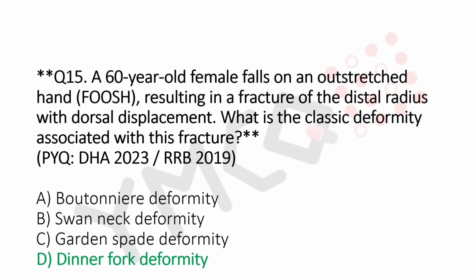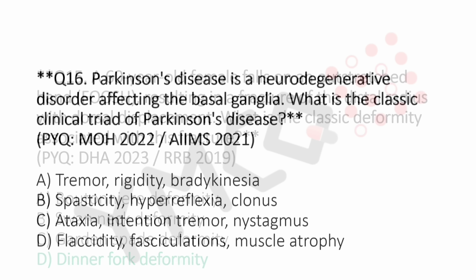A Colles fracture, that's dorsal displacement, creates a characteristic bump on the wrist that looks exactly like a dinner fork facing downward. Okay. Now let's move to question number 16.